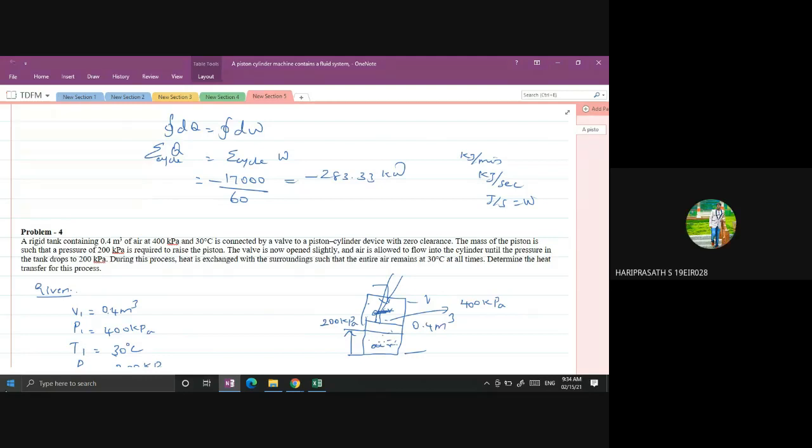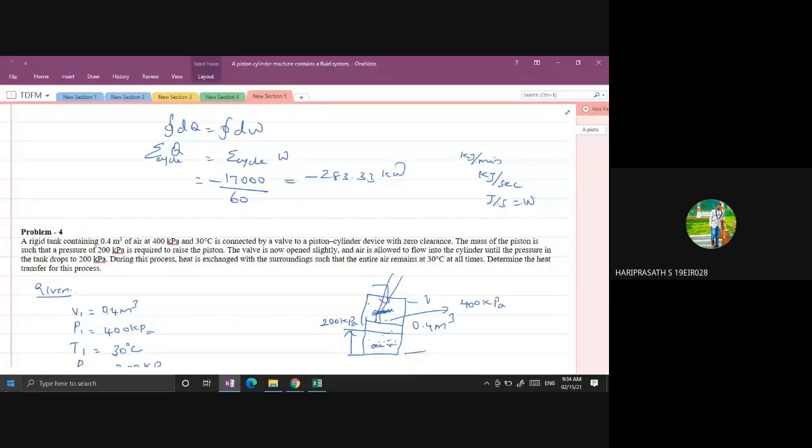During this process, heat is exchanged with the surroundings, and the entire air is at all times at 30 degrees Celsius. Sir, in meaning, finally we have to find how much heat transfer happens. சொல்லுங்க.